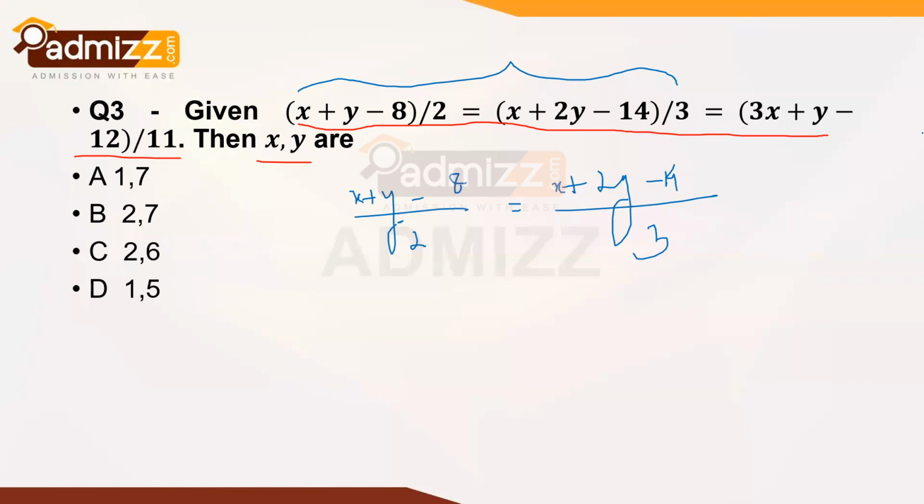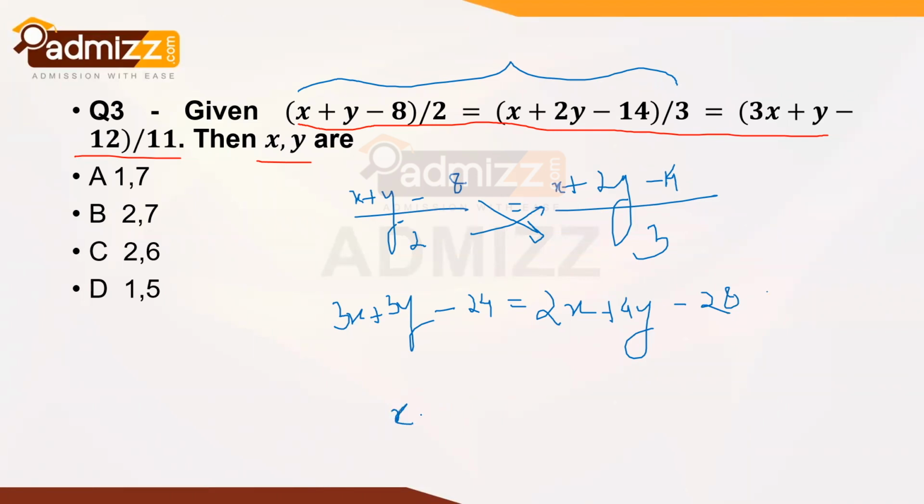Yeah, definitely. For those of you who are saying that the answer is C, it's definitely C. And from this, you cross multiply, right? You cross multiply this, and then this. And so what you get is 3x plus 3y minus 24 equals 2x plus 4y minus 28, right? So you solve this and you get x minus y equals minus 4, right?